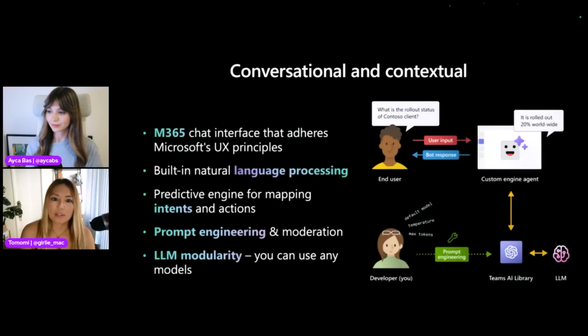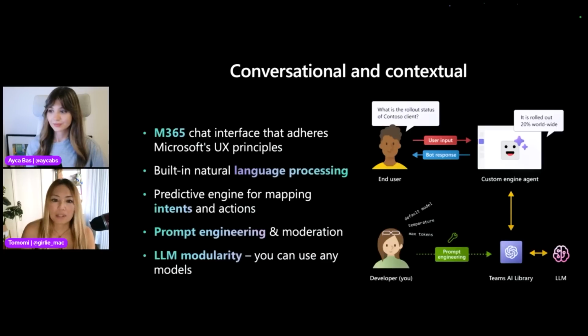A custom engine agent is basically conversational and contextual. It uses the M365 chat interface, which follows the highest of our UX principles. This chat comes with streaming, like typing, references and citations for each generated answer, so it knows what sources were used. Things like AI labeling, generated by AI, so your users know they're dealing with AI, and sensitivity labels and all that. So you don't have to create a whole UX from scratch.